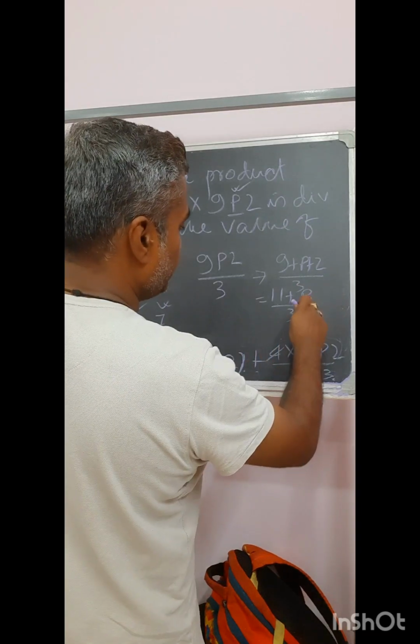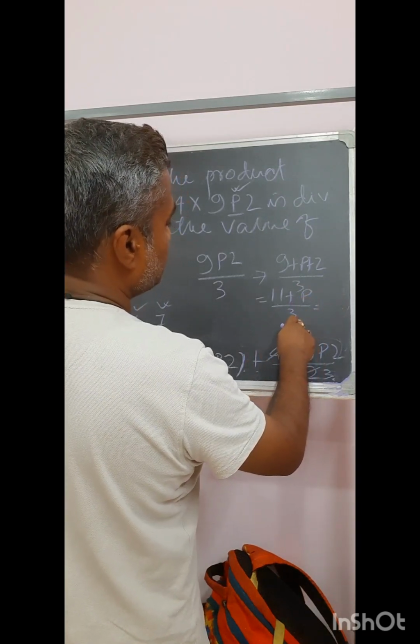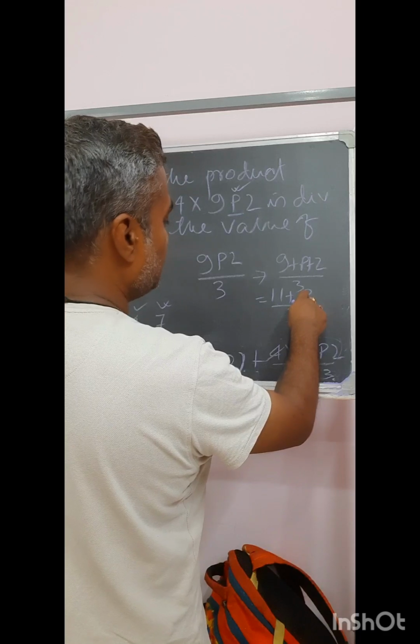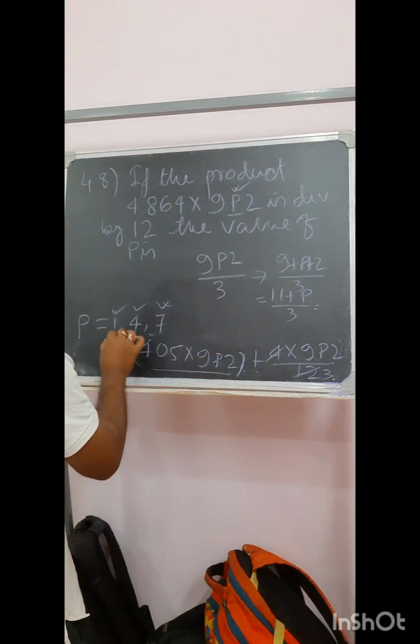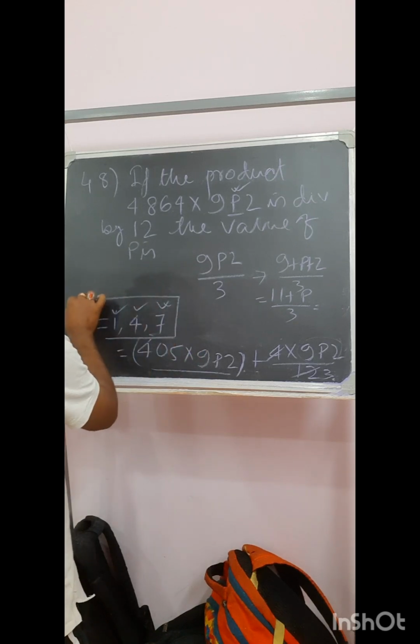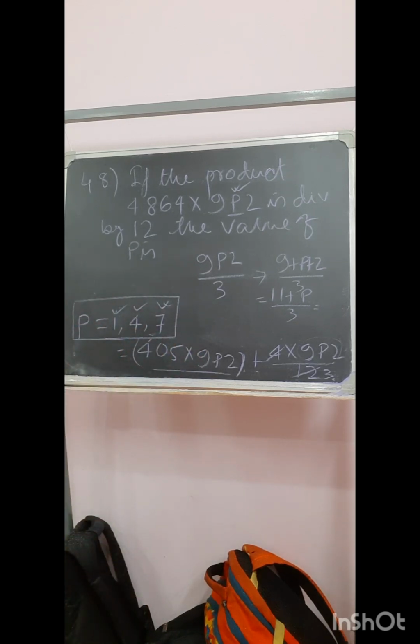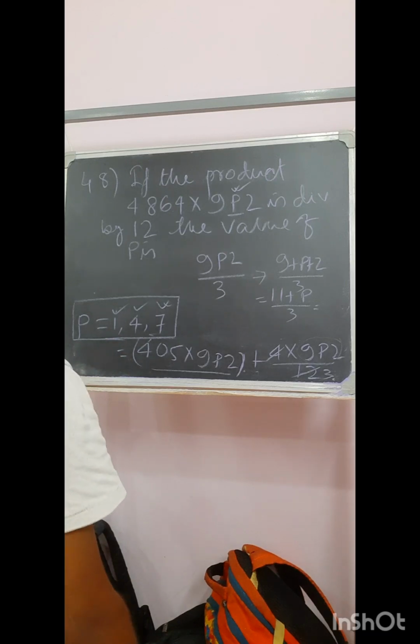Next, the next multiple of 3 I will get is 21, so p has to be 10. It is a double digit number, so p equal to 10 is not possible. So up to this, whatever values we got are all possible for p. Okay, so this will be your solution.